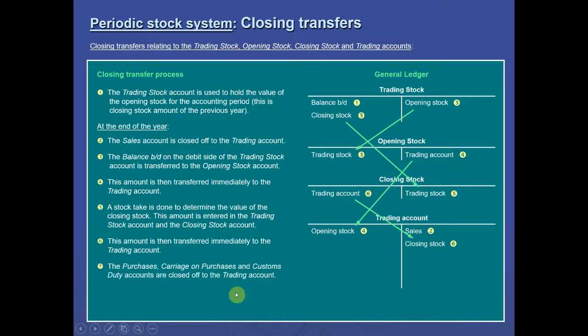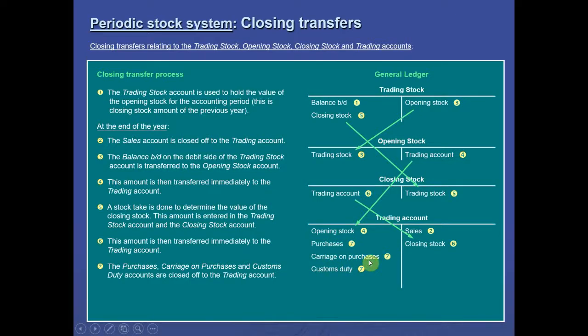So the purchases, carriage on purchases and customs duty accounts are closed off as well to the trading account. So remember, purchases is an expense account. It has a debit balance. We will credit it to get rid of it and therefore debit the trading account. Similar thing with carriage on purchases, expense account, debit balance. We will credit it to get rid of it, and trading account will be the contra entry. Therefore we debit trading account.